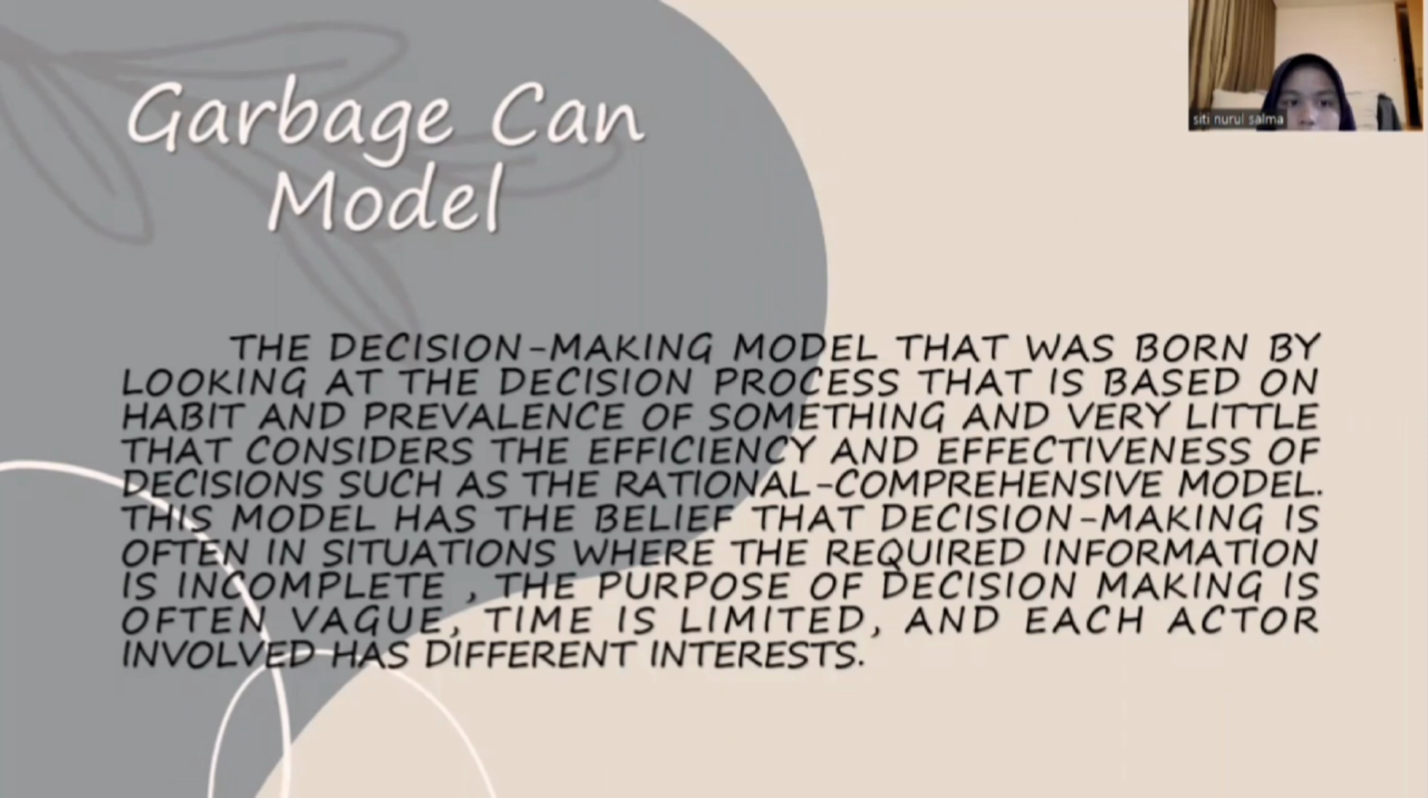Number 1, Garbage Can Model, the decision-making model that was born by looking at decision processes that are based on habit and prevalence of something and very little that consider the efficiency and effectiveness of decisions, such as the rational comprehensive model. This model has the belief that decision making is often in situations where the required information is complete. The purpose of this decision making is often vague, time is limited, and each actor involved has different interests.